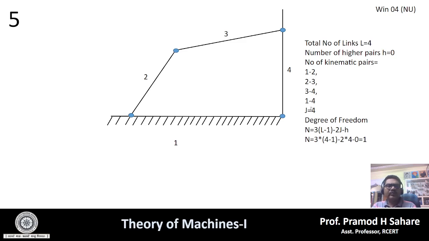So these are total 5 numericals we have discussed in the theory of machines mechanism part. So remaining examples I will discuss in the next video.